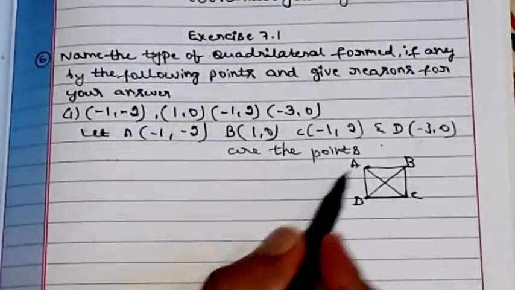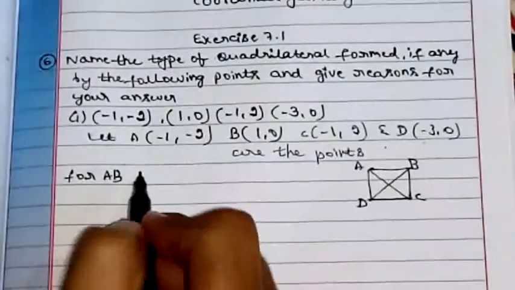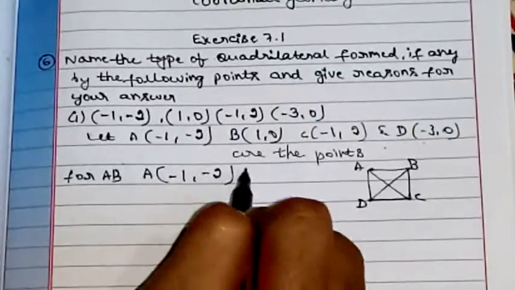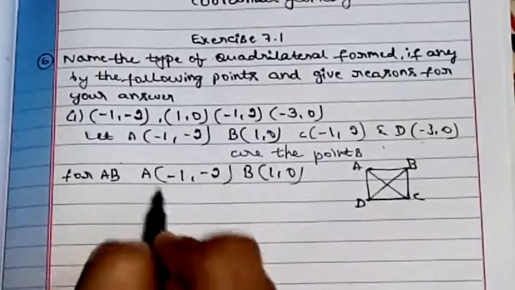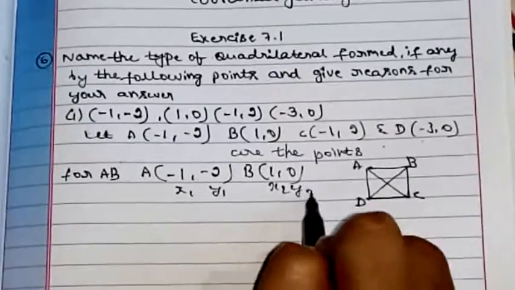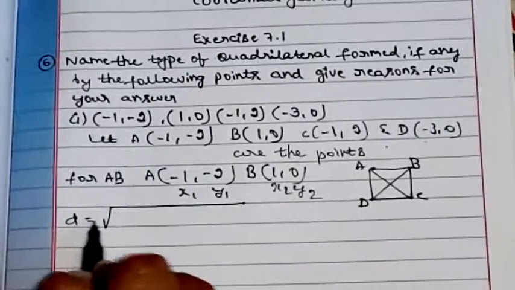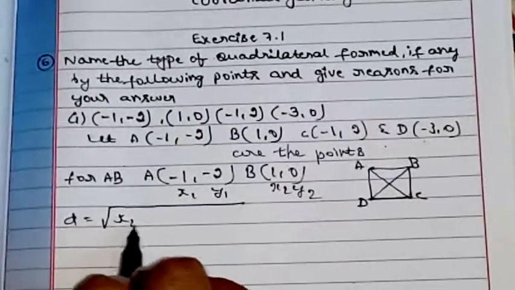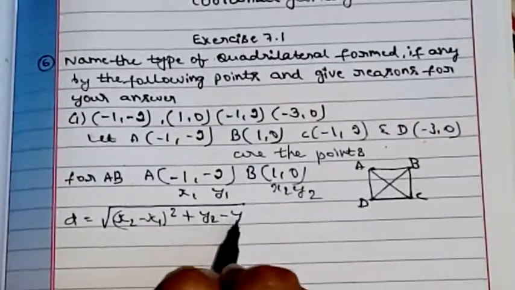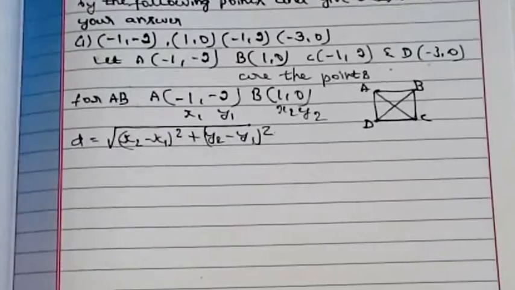Now find the distance between AB first. For AB, the coordinate points are A of minus 1 comma minus 2 and B of 1 comma 0. As usual, write down this one as x1, y1 and this one as x2, y2. Now apply the distance formula. The distance formula is d equals square root of x2 minus x1 whole square plus y2 minus y1 whole square. So therefore you are finding the distance between AB.